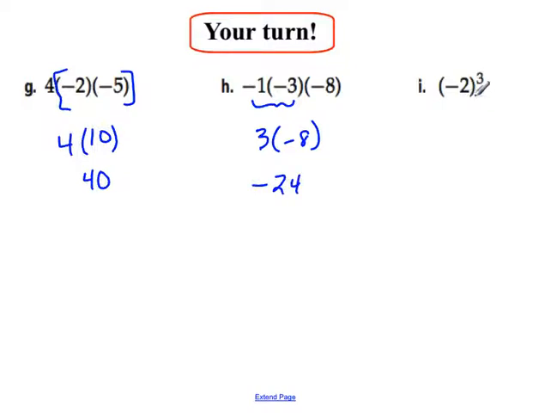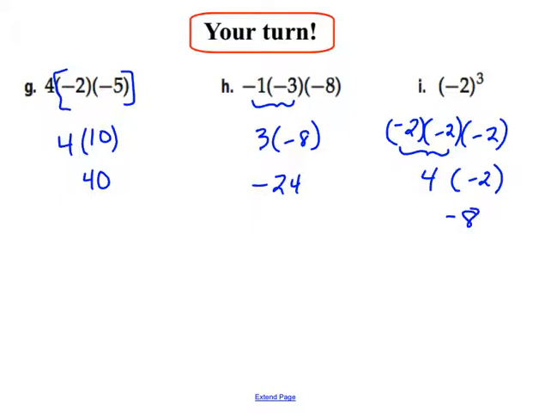Here's one, -2 to the third power. I would encourage you to write these out. -2 to the third power means you're going to multiply -2 times itself 3 times in a row. So we know that when we do the first two, when the signs are the same, we get a positive answer, but we still have one more -2 out there. Now they have different signs, so 4 times -2 is -8.